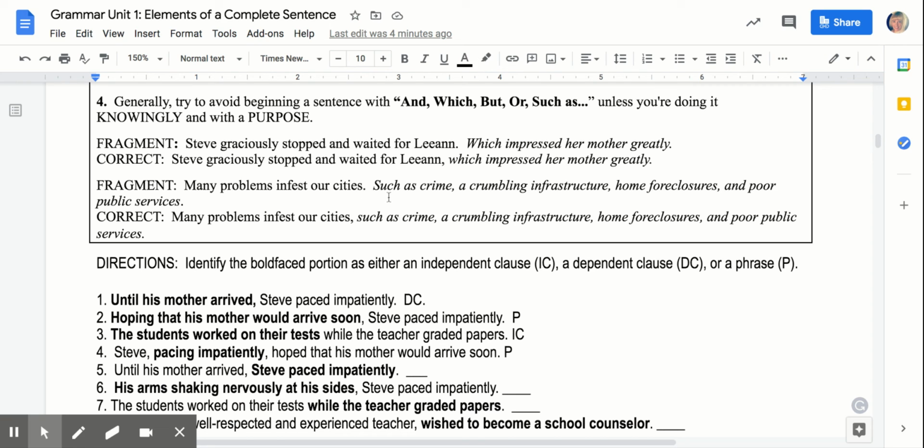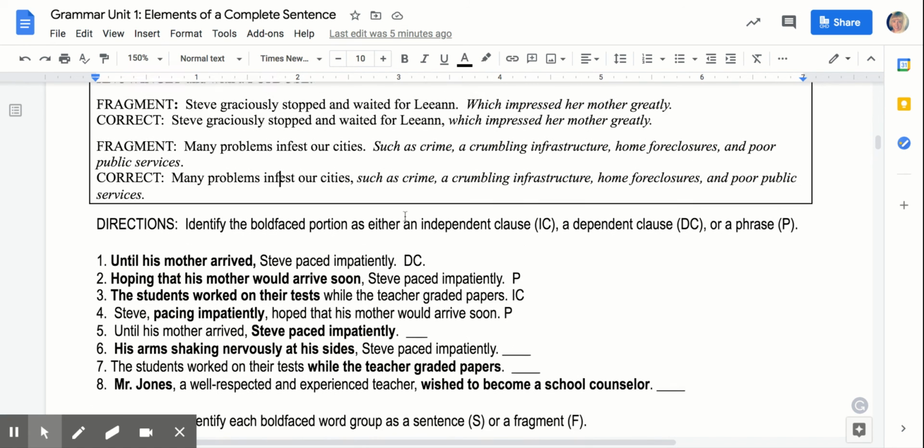Let's take a look at one more example. Take a look at this phrase: "such as crime, a crumbling infrastructure, home foreclosures, and poor public services." Starting this sentence this way creates a fragment because we don't know what we're talking about here. We need an independent clause: "Many problems infest our cities, such as crime, a crumbling infrastructure, home foreclosures, and poor public services." So the subject is problems, infest is the verb, and then we get that nice list with that phrase.